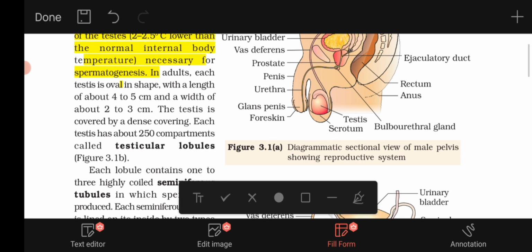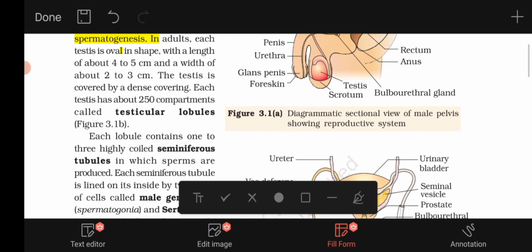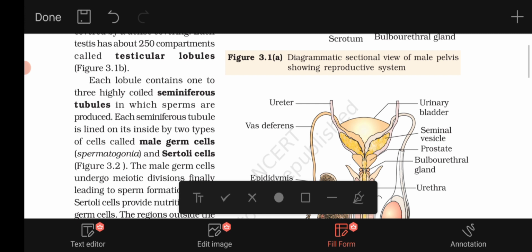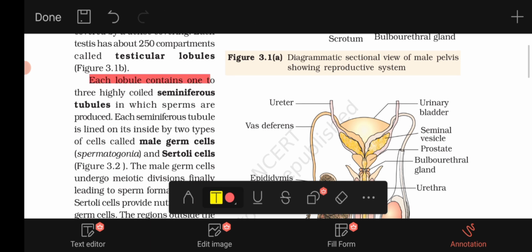So here in this diagram you can clearly see the male reproductive system located in the pelvic region, and here the testes are located outside the abdomen in the scrotum, which maintains a temperature 2.5 degrees Celsius lower than normal human body temperature. And the penis is the external genitalia. Each lobule contains 1 to 3 highly coiled seminiferous tubules in which sperms are produced. Okay, so these testicular lobules have 1 to 3 highly coiled seminiferous tubules in which the sperms are produced.